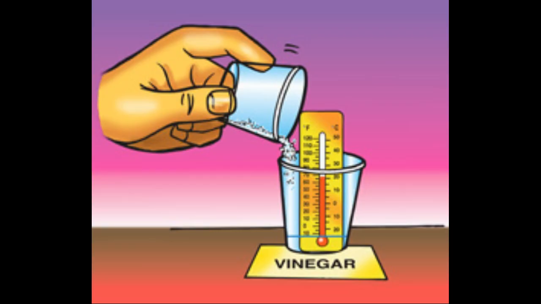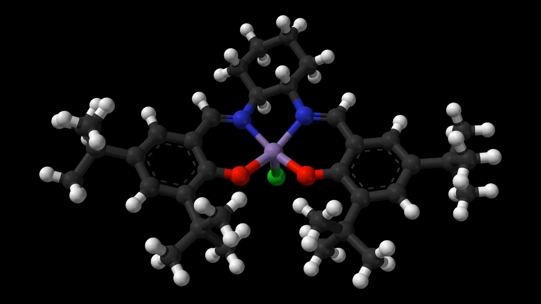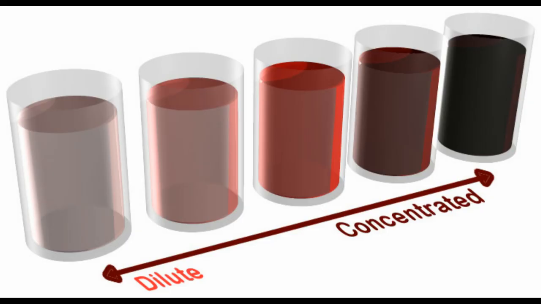Temperature. Higher temperature means particles collide with greater kinetic energy. Surface area. Increased surface area means greater chances of collision and therefore faster rates. Catalyst. Catalysts speed up the reaction but are not consumed. Finally, concentration. A higher concentration means faster reaction because of more particles.